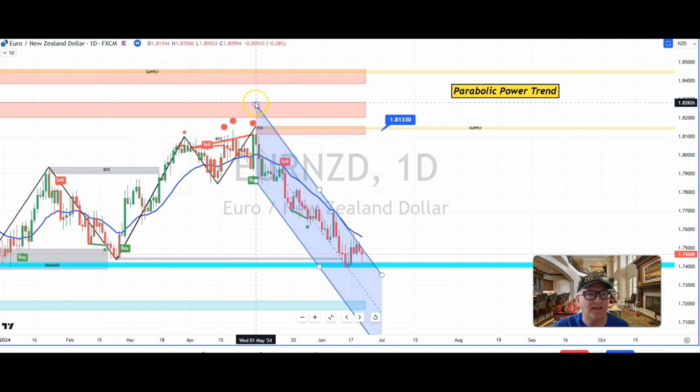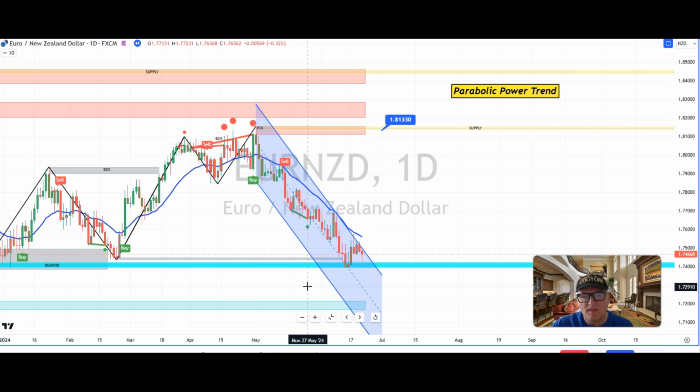So in this instance here with the Euro New Zealand, yes, it's the Euro New Zealand, we have a parallel channel here which has been drawn to the downtrend into a demand area. So we're likely that in my analysis the price is probably going to go up but could continue down. But where do we enter? Where do we buy? Where do we sell? And what are the conditions of a parabolic power trend? So let's go on to the charts.